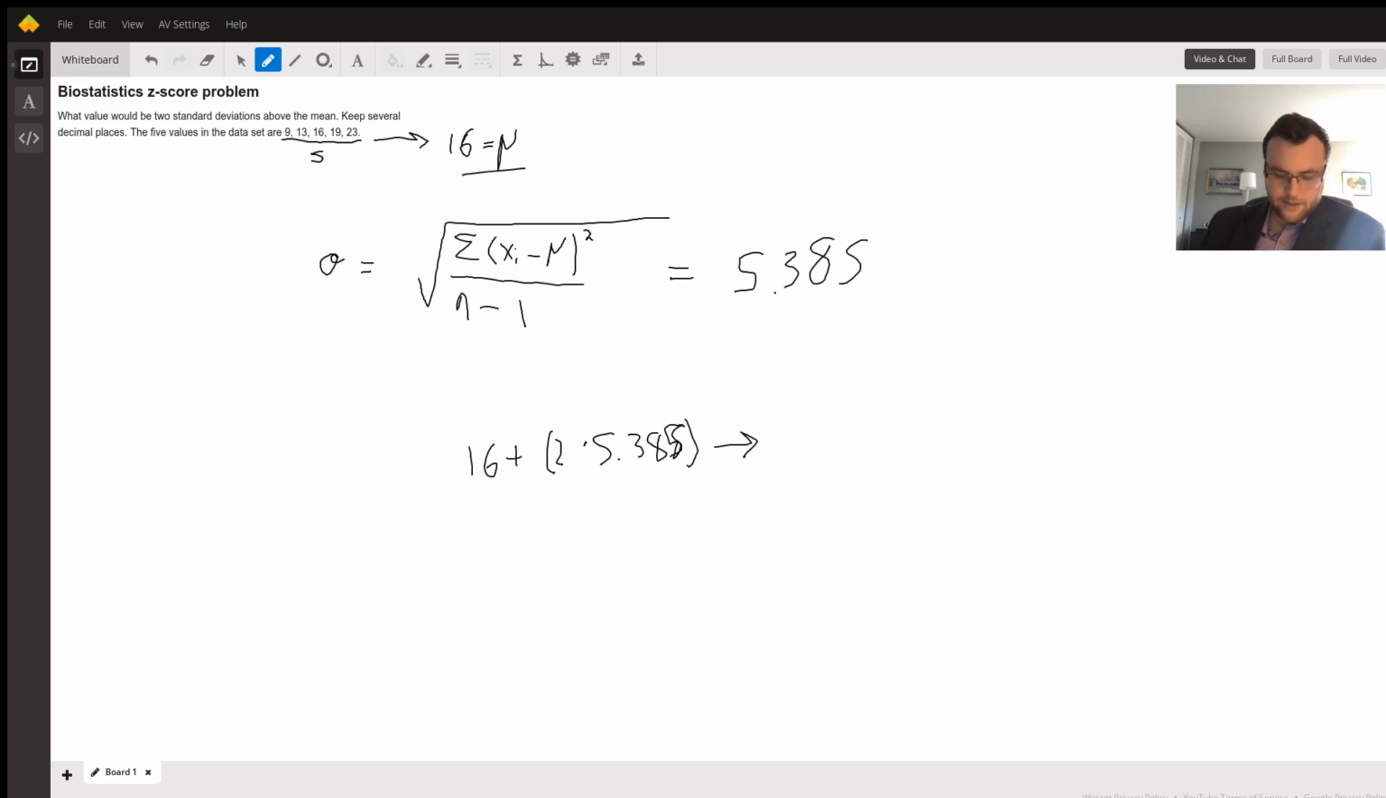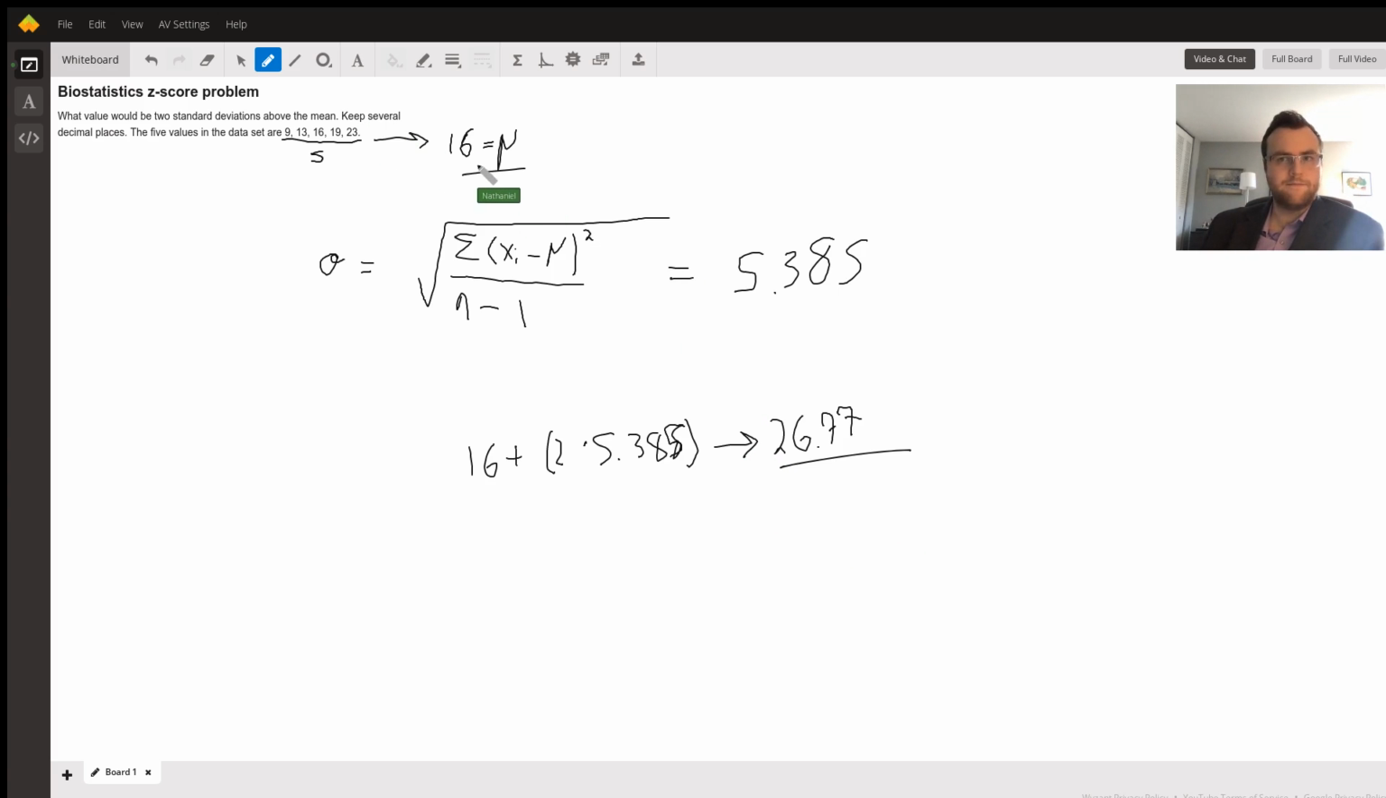So quickly calculating that, that will be 2 times 5.385 plus 16. That'll be 26.77. So if we were to normalize this, well, we have 5 values, so we can't really normalize it. But if this was a normal distribution, this would have a z-score of 2. That just represents how many standard deviations above the mean that it is.